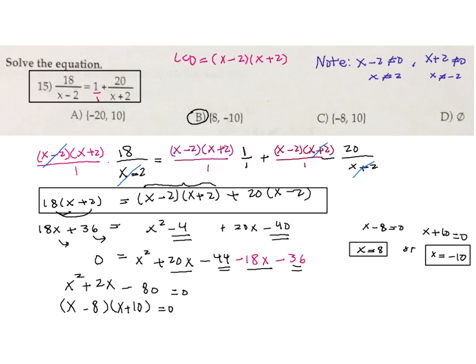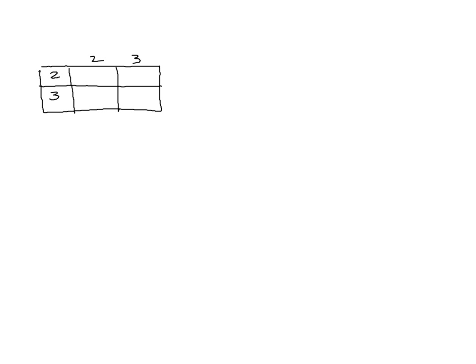Okay, there's one question here from one of the students asking why the LCD is x minus 2 and x plus 2. So let's take a look at that. So if I want to find the LCD between 2 and 3, I could use a little chart here. Well, 2 is a prime number. 2 consists of 1 and 2, and 3 is a prime number, consisting of 1 and 3. So for the LCD, we're looking at these prime numbers and picking the largest of all.